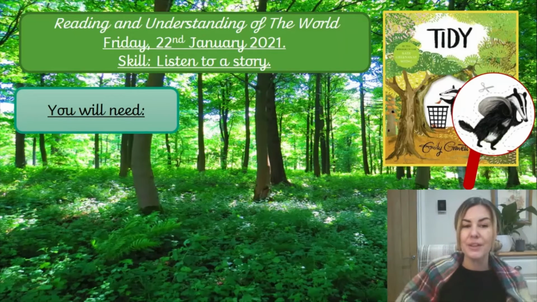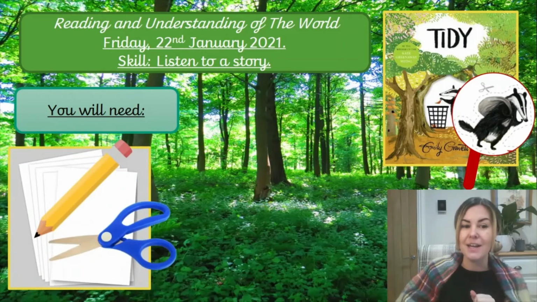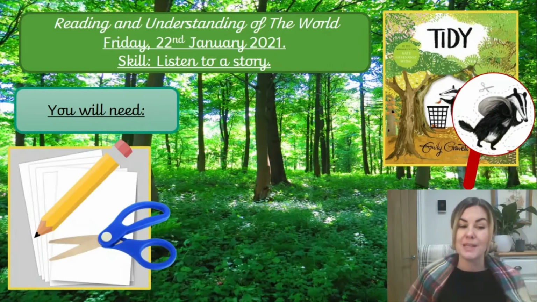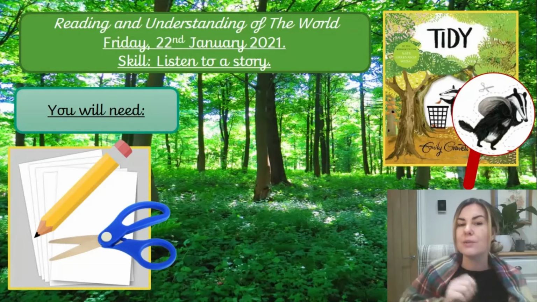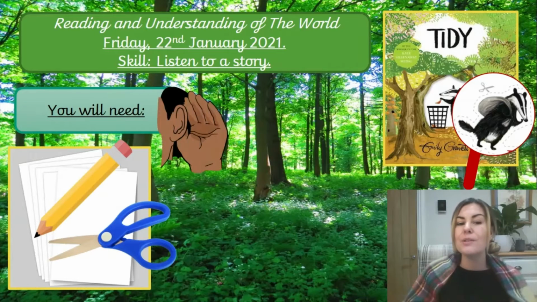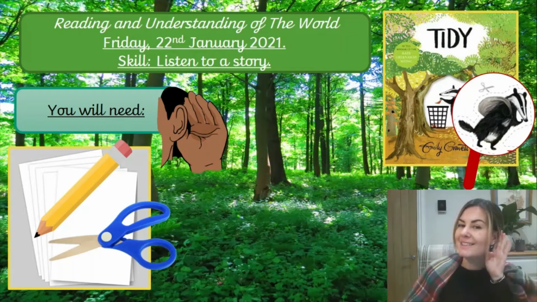Now, things you're going to need for today's lesson. You're going to need a pencil, paper, and some scissors to cut around. My top tip for today's lesson is that when you're cutting around your animal, if there's lots of really difficult bits to cut around, perhaps draw a shape around your picture, like a triangle or a square, and then you can cut around that. You are also going to need your listening ears.